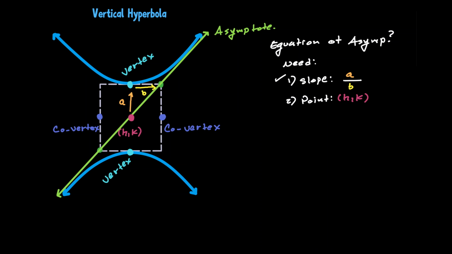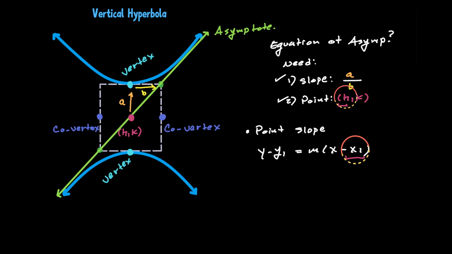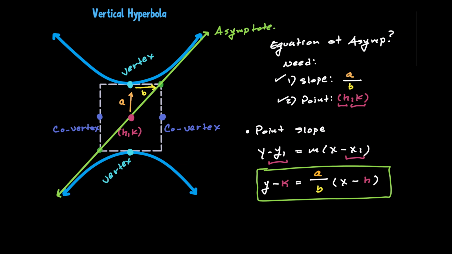And now that we have our slope and a point on the line, let's use the point-slope equation of a line. y minus y1 equals m times (x minus x1), where h is going to be our x1, k is going to be our y1, and the slope can be represented using the expression A divided by B. So now we have an equation which we can use to represent our asymptote.